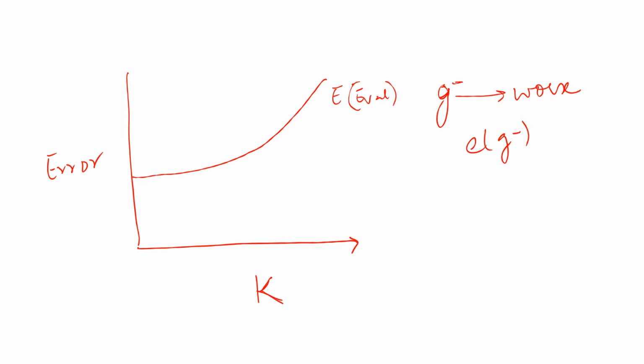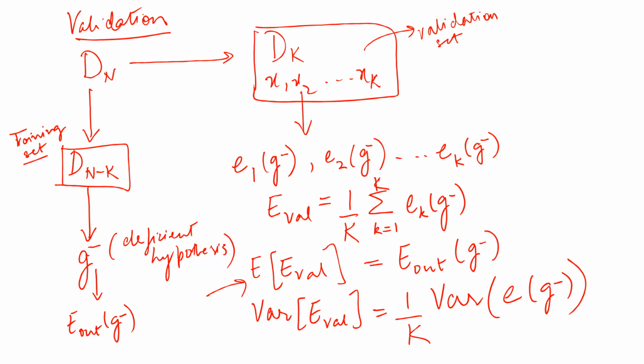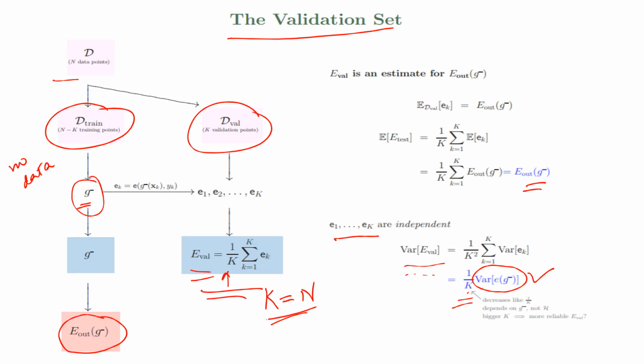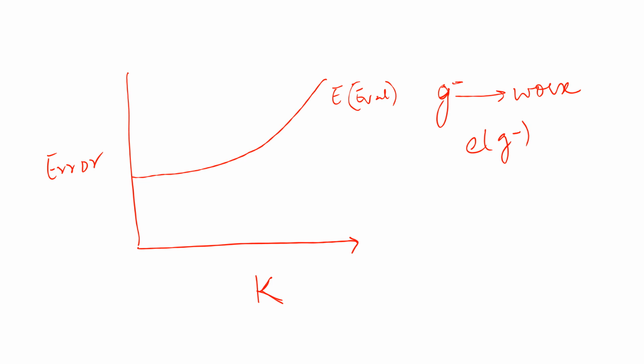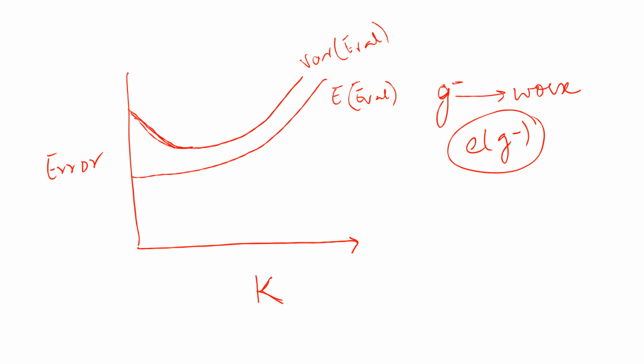Now with variance, remember there are two terms here. One is 1 over k and the other is the variance of E g minus. So of course, when we begin to increase k, this variance will go down because of that 1 over k, and it will look something like this. It starts to go down. But then because of that second term, which is dependent on my E of g negative or g minus, this is going to start to go up somewhere here. And so this is the variance of E val, and that's the expected value of E val. My overall error is essentially a sum of these two.